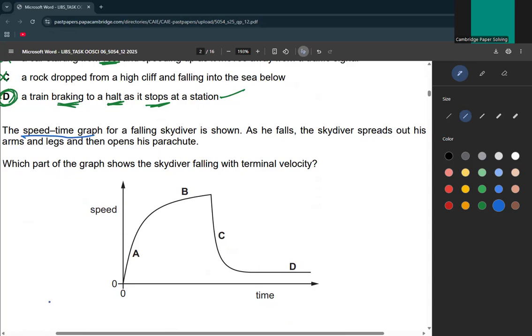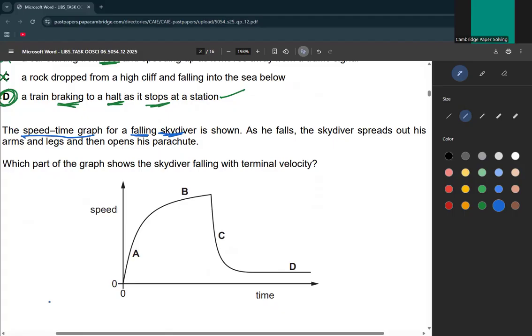The speed time graph for a falling skydiver is shown. As he falls, the skydiver spreads out his arms and legs and then opens his parachute. Which part of the graph shows the skydiver falling with terminal velocity?